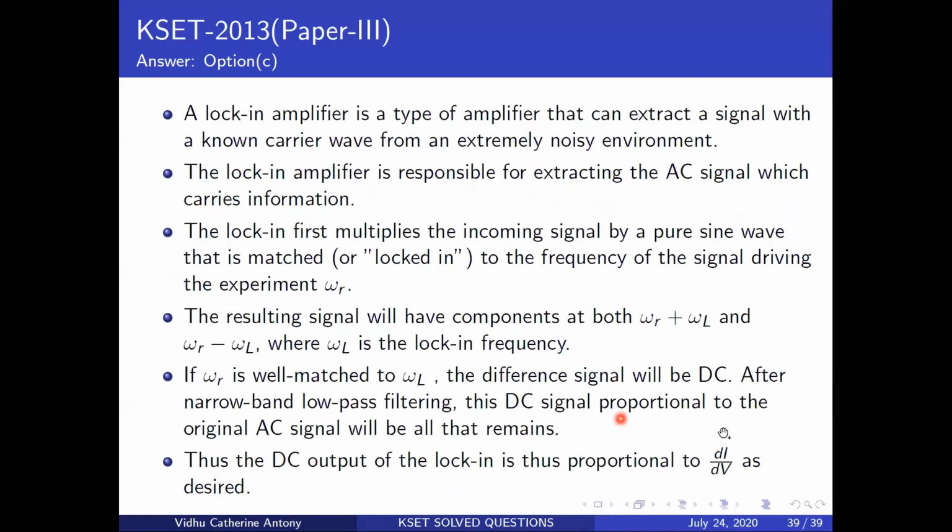I've done a couple of derivations and I've just taken the result of that. So the DC output of the lock-in is proportional to dI by dV, as desired.